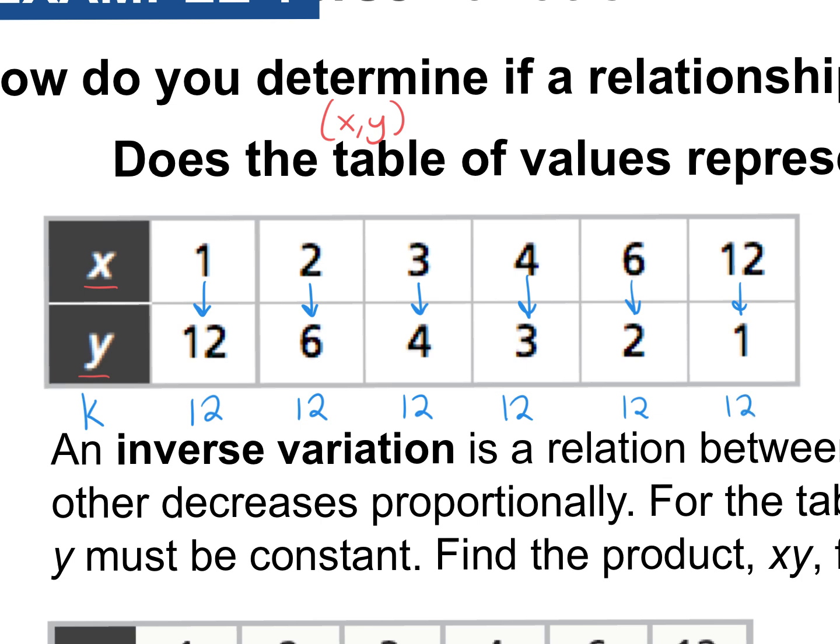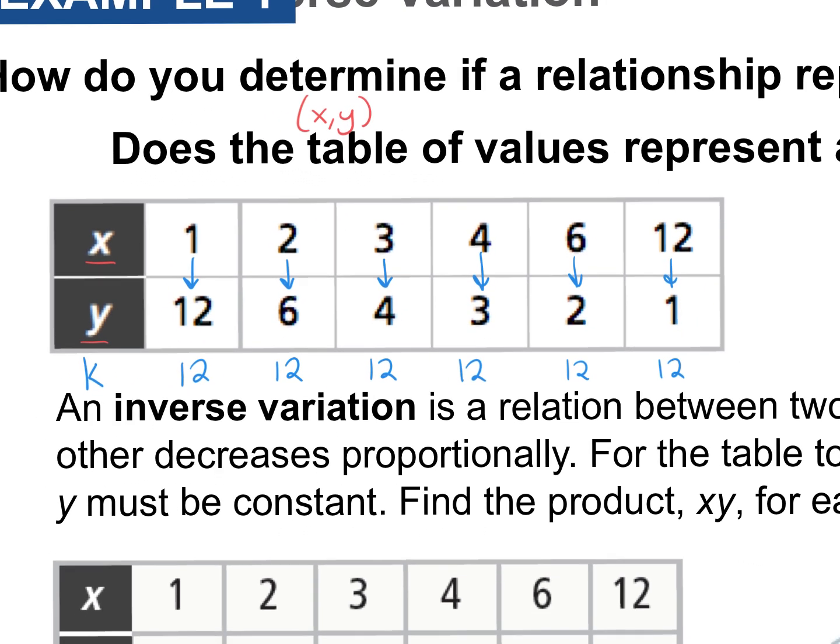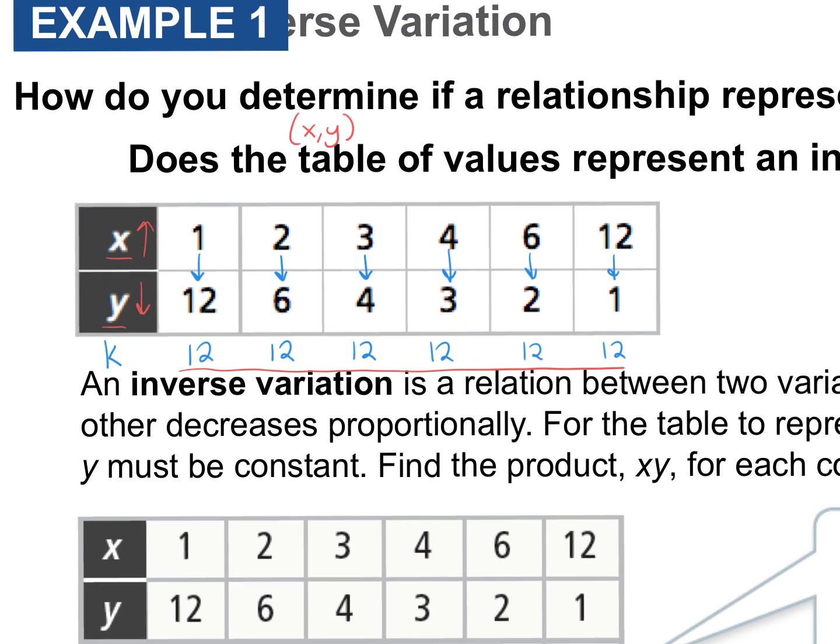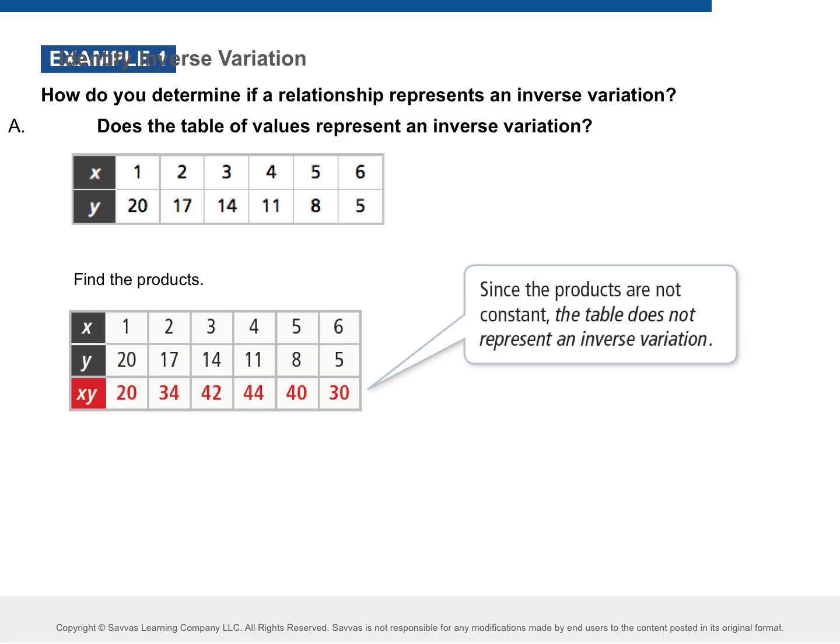Okay? So, if all the k values match, so all of these are 12, that means it's an inverse variation. Okay? We know it's an inverse because x's are increasing, y's are decreasing. They're the opposites of each other. Okay, they all have the same variation number or constant of variation. Okay, so yes, this is an inverse variation. So it's inverse when they all match, or when the outcome matches? That's the variation part. The variation matches? Yes. Yep.